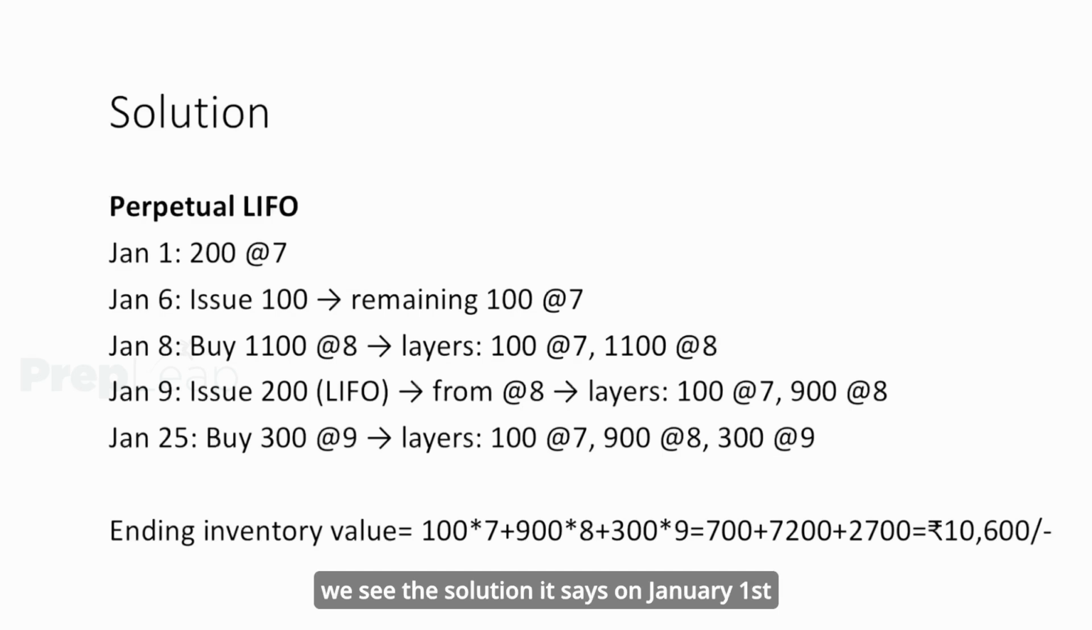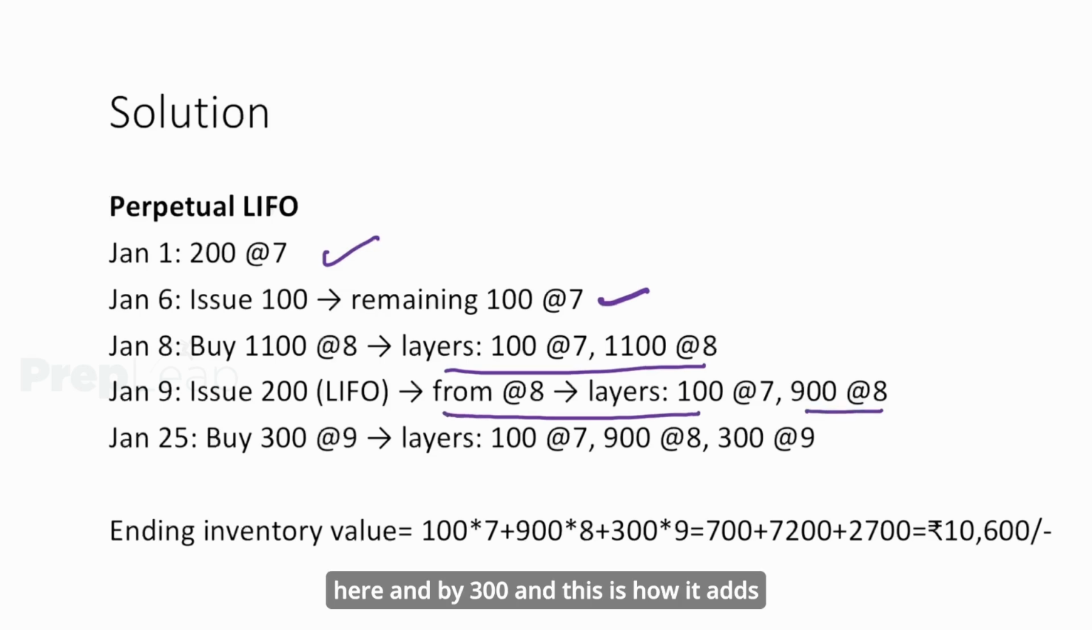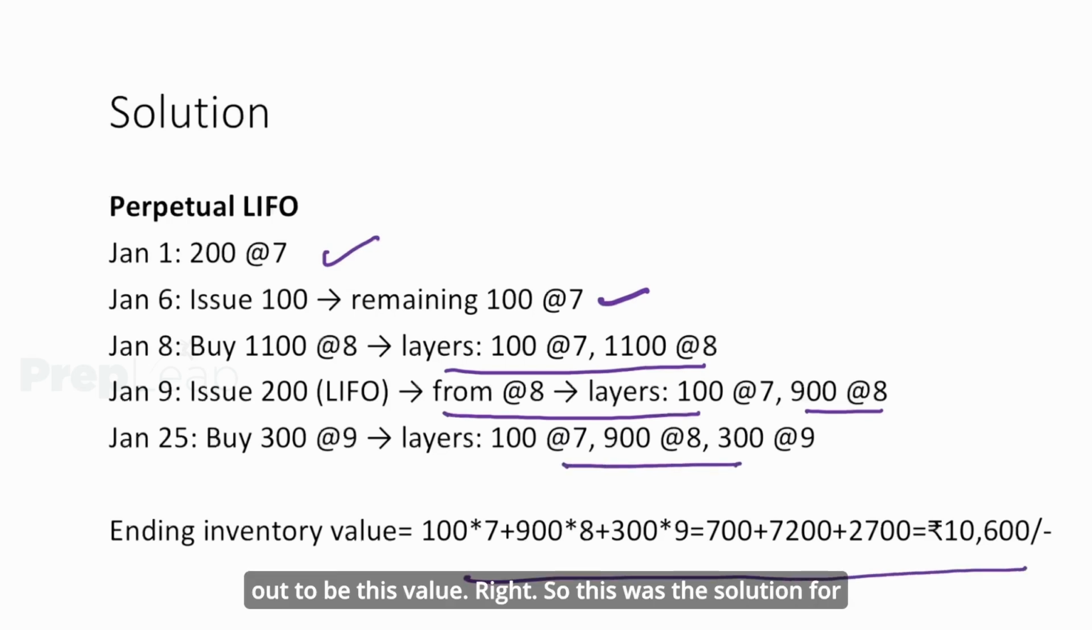Now when we see the solution, it says on January 1st, it was 200 at the rate of 7. Then the remaining 100 are left after the sale of 100. Then we buy 1100 at the rate of 8, and this is the balance that we can see. Then, last in, first out, we are left with, 200 are taken out from this and 900 remain here. And with the purchase of 300, this is how it adds up to this amount. So this was the solution for the question.